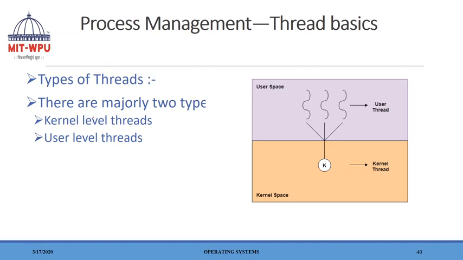There are two types of threads, kernel level threads and user level threads. In the diagram you can see the kernel level thread can be executed in the kernel space, whereas user level threads can be executed in the user space. As we know, the primary memory is divided into two different spaces, kernel space and user space. In kernel space all the operating system functions are executed, whereas in the user space all user programs are executed. The kernel level thread is created by the operating system, whereas the user level threads are created by the user.